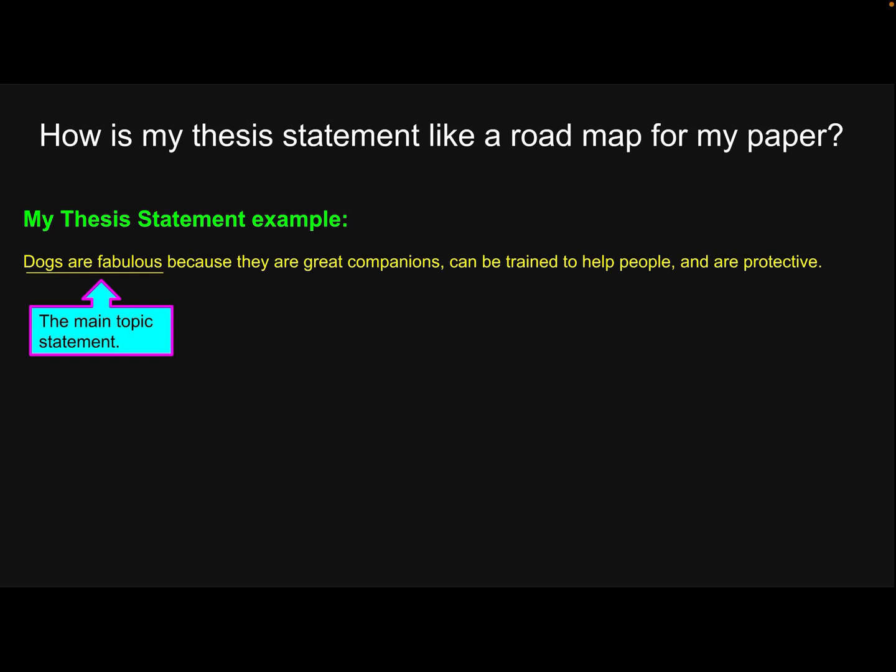This is what your whole entire paper is about. Dogs are fabulous pets. I forgot to put pets in that part earlier, but dogs are fabulous pets because, right? So my whole paper is going to be about why they are fabulous pets. Next, my first body paragraph, or my first reason, or my first heading section, is going to be why they are great companions. I can talk about how cuddly they are. I can talk about how they keep people from being lonely.